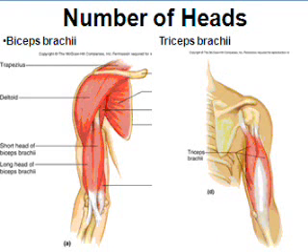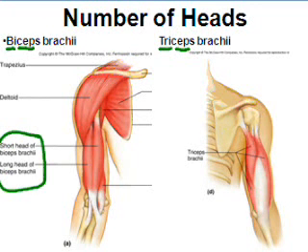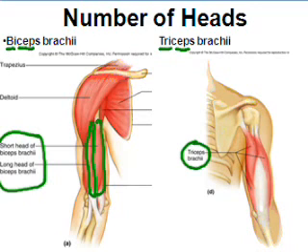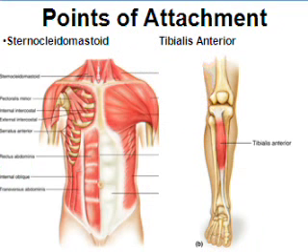All right, next is the number of heads. So biceps means 2 heads, and triceps means 3 heads. So your biceps brachii actually has 2 heads. They're called the short head and the long head. And here's one head, and then here's the other. And you'll notice that they are just essentially two parts of the same muscle. The triceps brachii has 3 heads branching off of this one muscle belly here, and those 3 attach to the humerus and the scapula. Triceps, 3 heads, biceps, 2 heads.